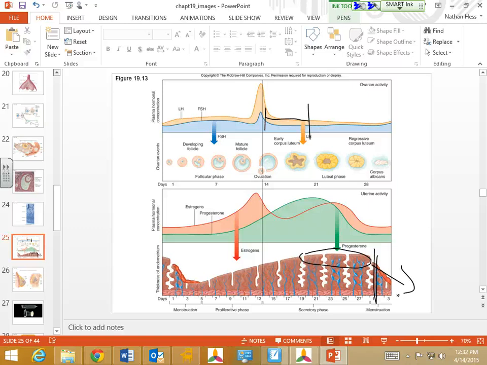Other questions here? This would make a real nice short answer essay question, right? Tell me about this menstrual cycle, this reproductive cycle, and what hormones are involved and what's happening there.